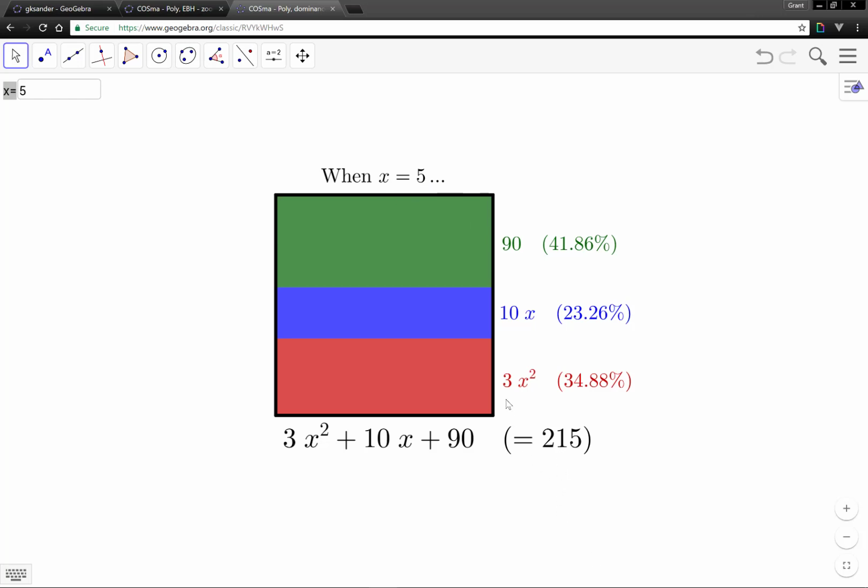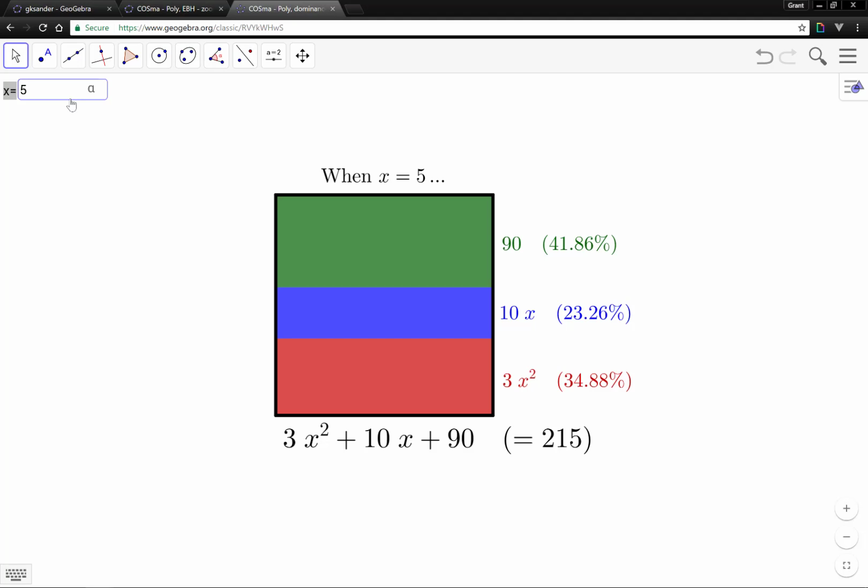And we see that 3x squared makes up about 35% of that total value. 10x makes up a little more than 23%. And then the term 90 makes up about 42%. So when x equals 5, the term 90 actually makes up most of that polynomial expression, or at least more than the other two terms.